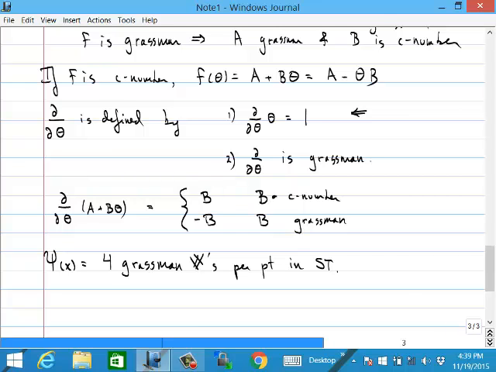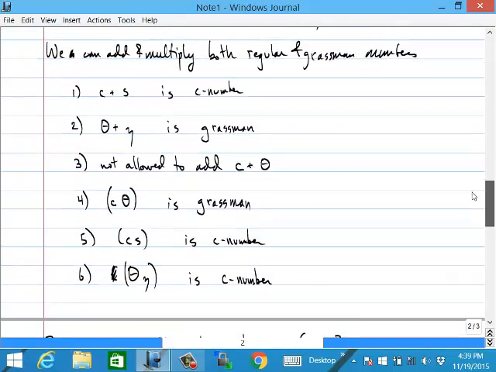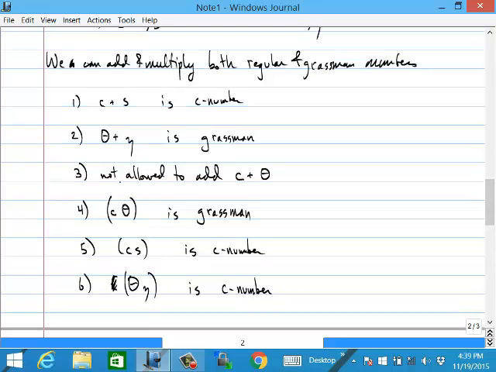Maybe let's rephrase that. We're not usually allowed to add classical numbers and Grassmann numbers. It's something that formally makes sense, but it's not something that we usually do. In particular, if you add together a Grassmann number and a classical number, you get something that's neither Grassmann nor classical. Instead, it's a sum of a Grassmann number and a classical number. So we could remove that postulate if you like.